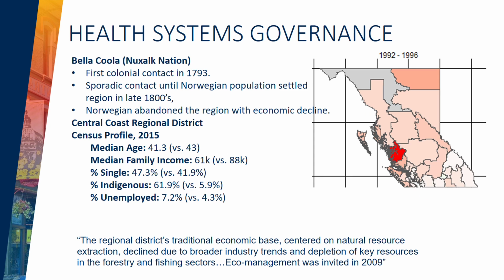And so when we dive deeper and look at governance in the central coastal region, we know that the Bella Coola people in that region first had colonial contact in 1793 and then sporadic contact until Norwegian settlement in the 1800s. Eventually, Norwegians abandoned the region due to economic decline. This is important because the regional district had a traditional economic base centered on natural resources and extraction, and then declined due to broader industry trends and depletion of key resources in the forestry and fishing sectors.